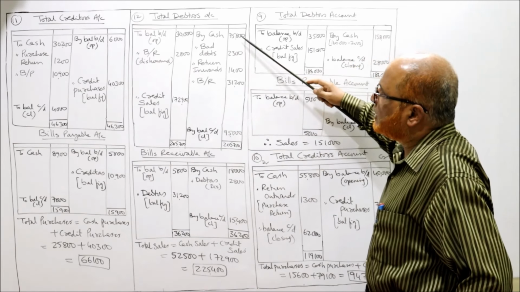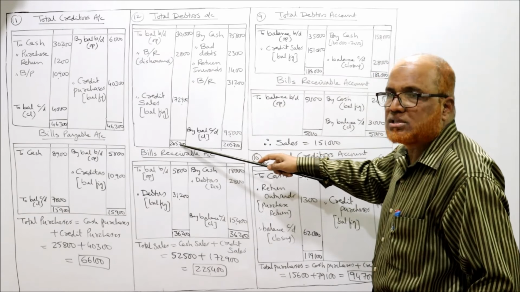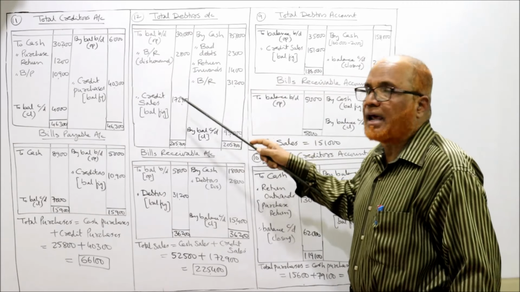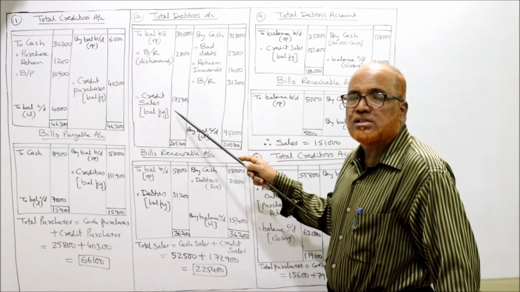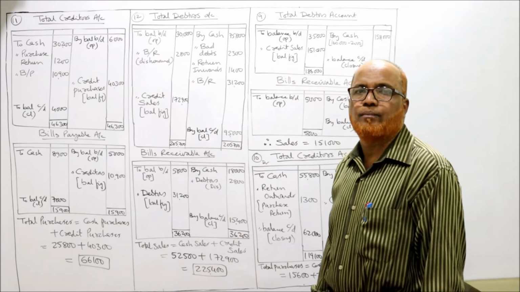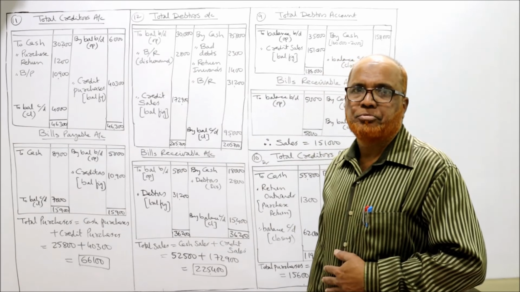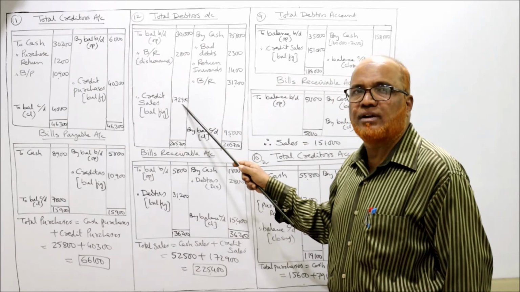Credit side, if you take the total of all the items, credit side 2,05,700. 2,05,700 minus 30,000 minus 2,800. So the balancing figure you are getting is 1,72,900. What is this 1,72,900? Credit sales. This is what we have to find out. The ultimate objective is to find out the sales. So by preparing this total debtors account, we got credit sales 1,72,900.